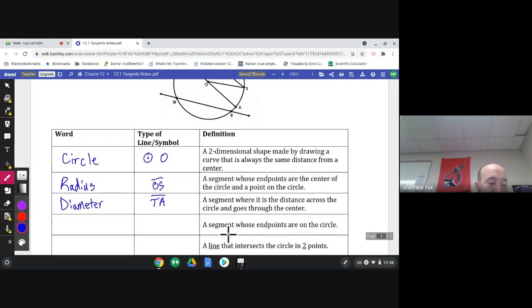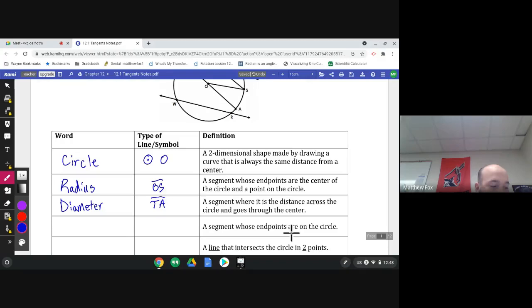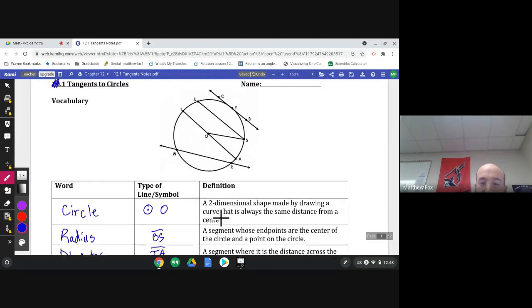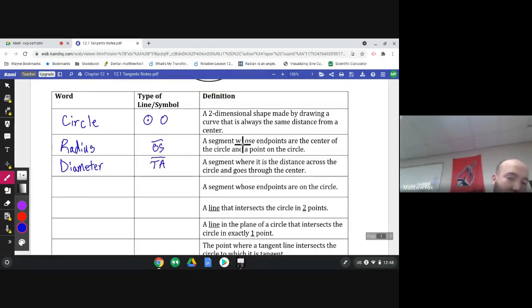Okay. Now our next one, a segment whose endpoints are on the circle. So it could just be like our diameter there, but it just has to go from one part of the circle to the other. So like up here, US. Okay, US, that is known as a chord. Okay, so that is a chord, CHORD.